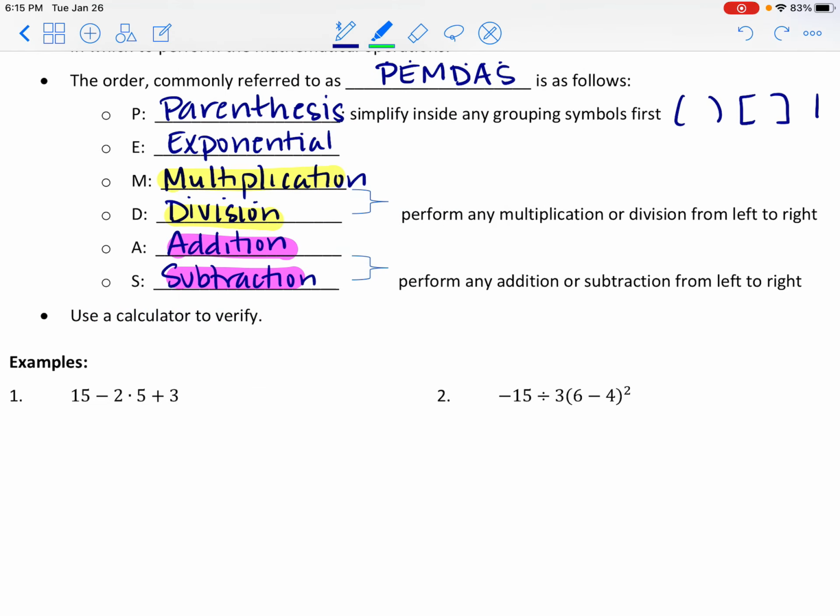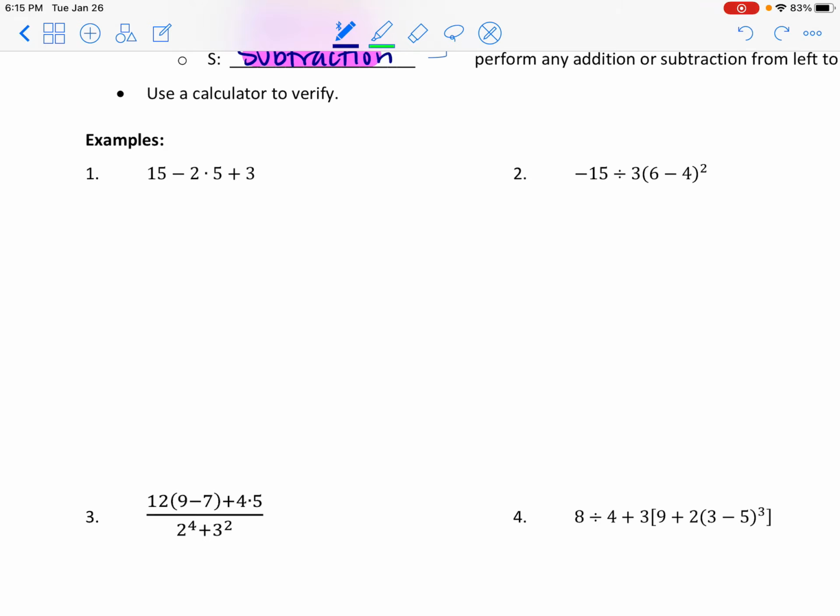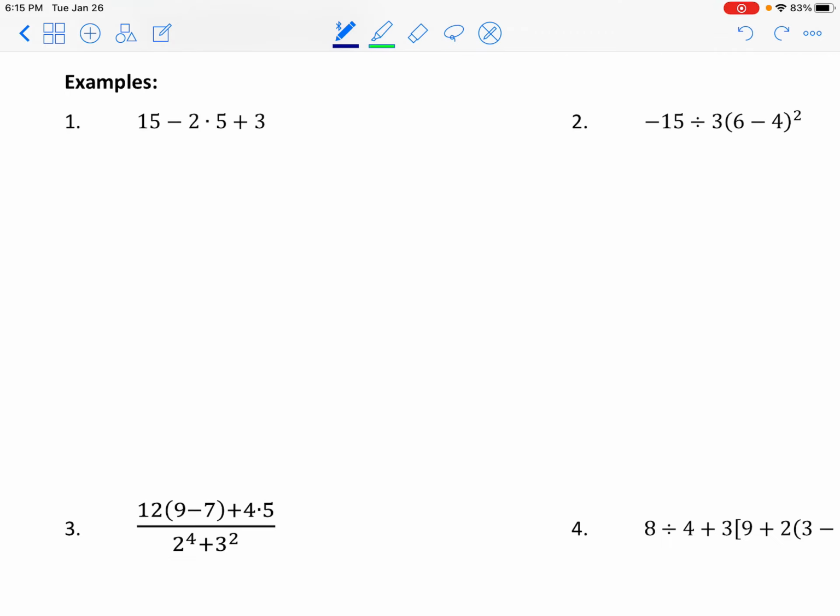Okay? So let's try this out. In this particular example, we don't have any grouping symbols, so we can skip the P. If you want to use this as a little checklist, that's kind of handy as well. So nothing to do there. We don't have any exponents. So now we want to look at multiplication and division, and we'll just go left to right with that. So 15's not being multiplied or divided by anything. Let's bring that down. But we do have a -2 times a 5, so we're going to perform that multiplication. -2 times +5 makes a -10, and then we're going to bring down the +3.